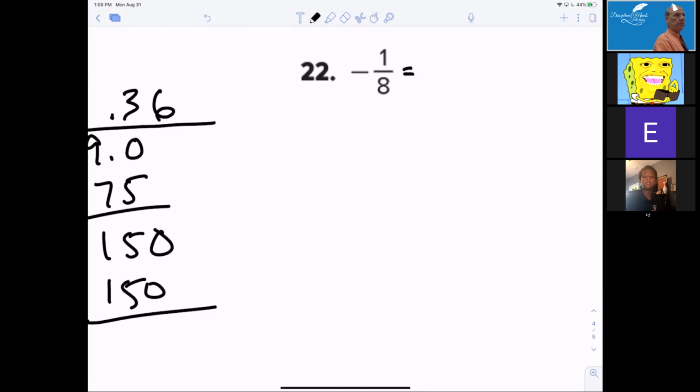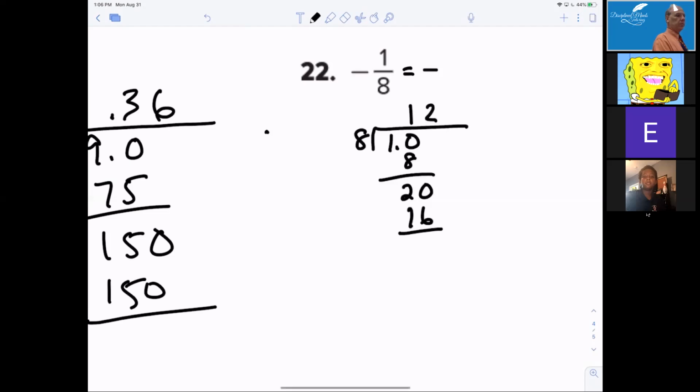It's not that. You do 8 goes into 1, and then 8 goes into 10. Well, it goes in once. Right. And then that would be 2. Good. 8 goes into 22 times. Good. And then 2 to 16 would be 4. 8 goes into 45 times.